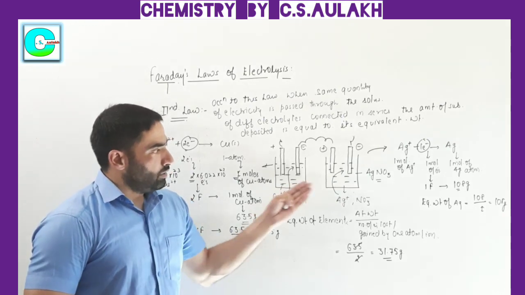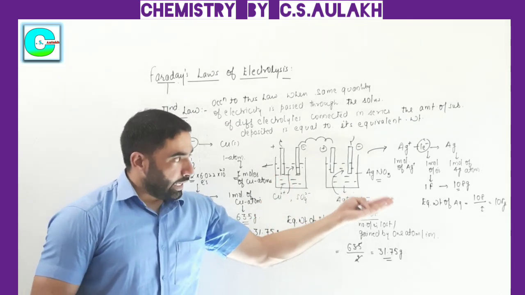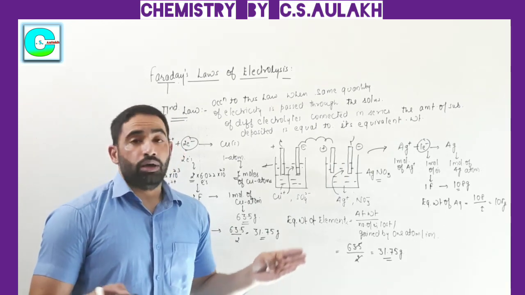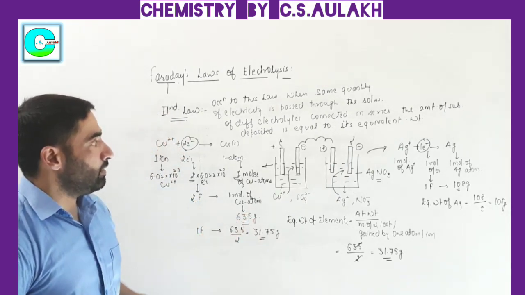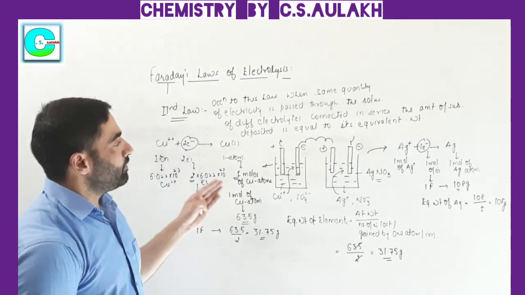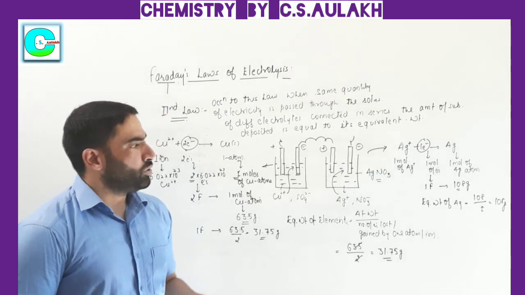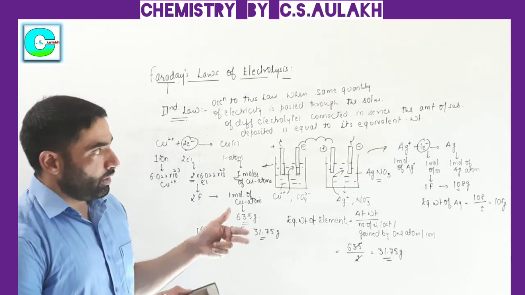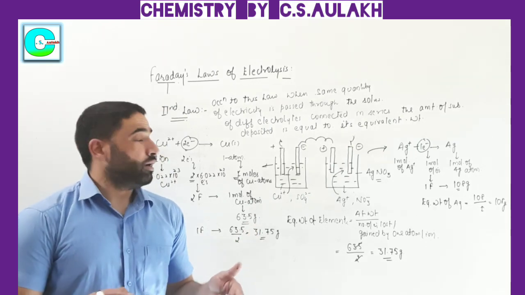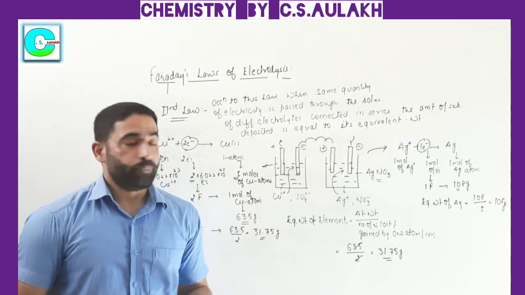If we are connecting different electrolytes in series, then we can calculate their weight with the help of the second law. If we have only one cell, where there is electrolysis of a single substance, we can calculate the weight of the substance deposited or liberated with the help of the first law. There are also some short tricks with the help of which you can easily solve the quantitative aspect of electrolysis in objective questions.